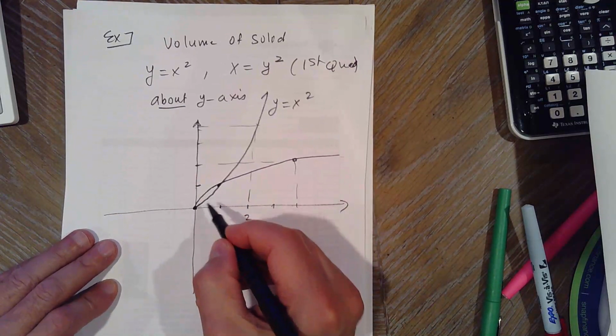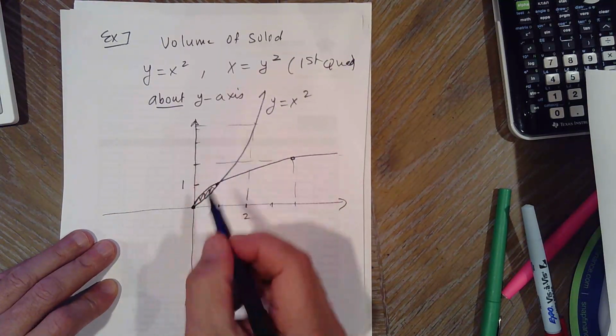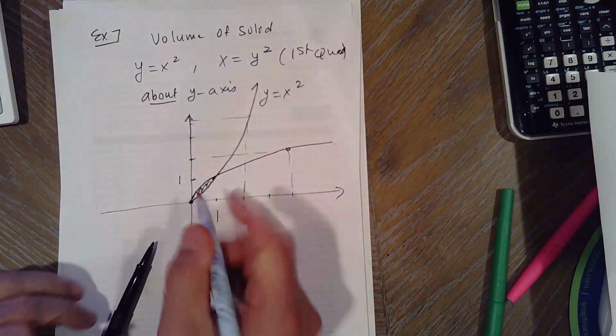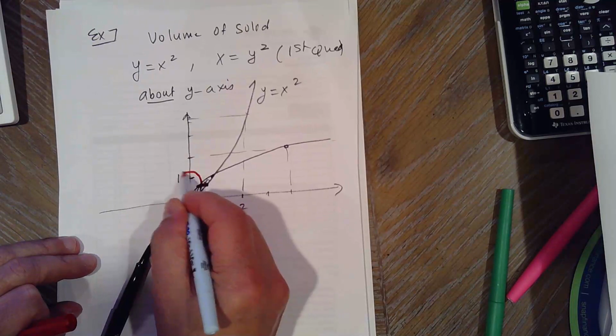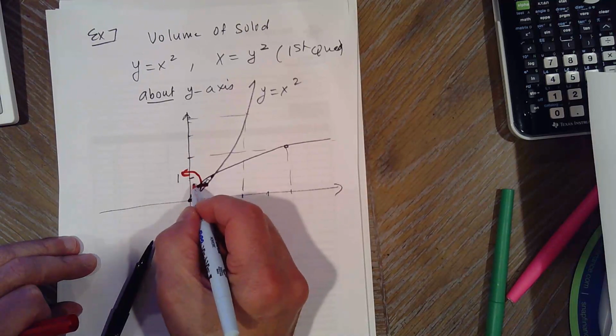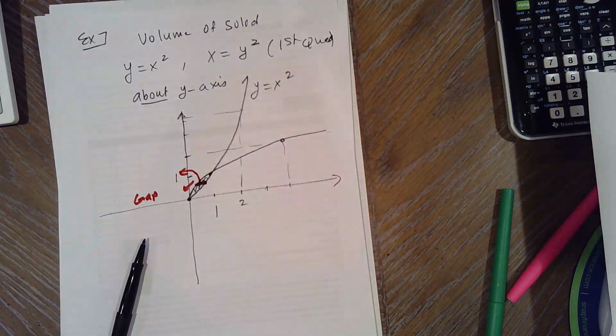So we're talking about this region, and we want to revolve it about the y-axis, so we're going this way. So you can see that there is a gap, which means it's washer. Even if they didn't tell us, we should know.